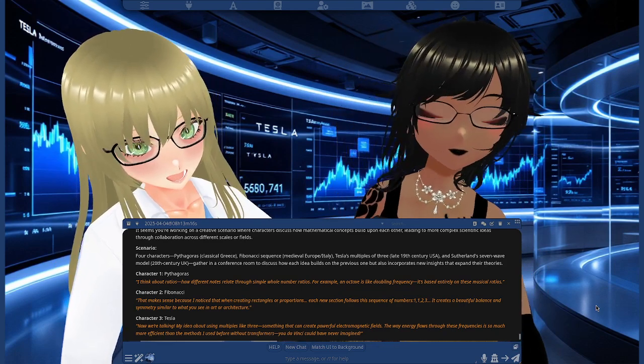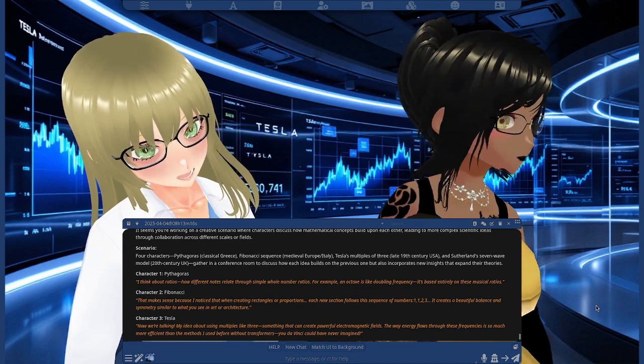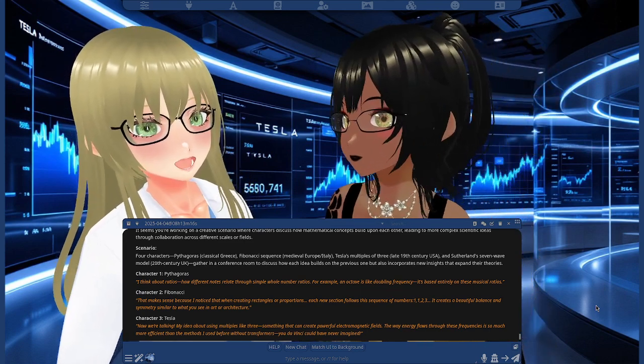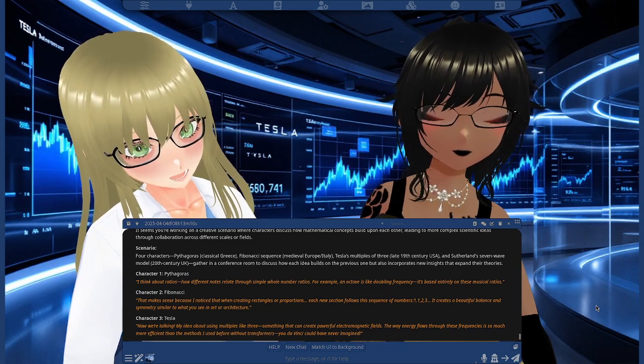Character: Pythagoras. I think about ratios, how different notes relate through simple whole number ratios. For example, an octave is like doubling frequencies based entirely on these musical ratios.